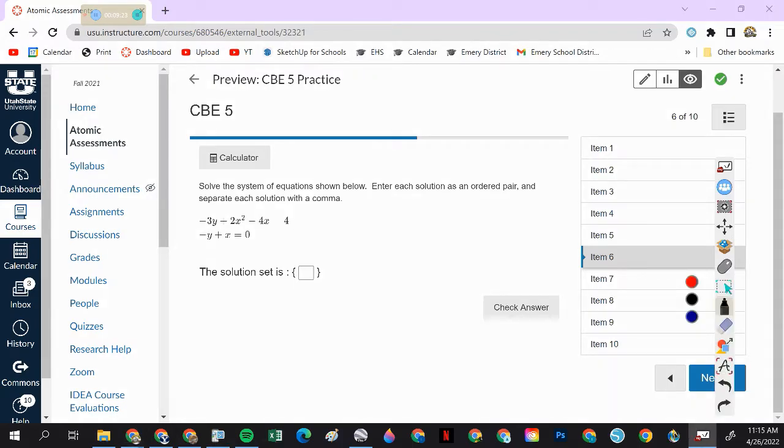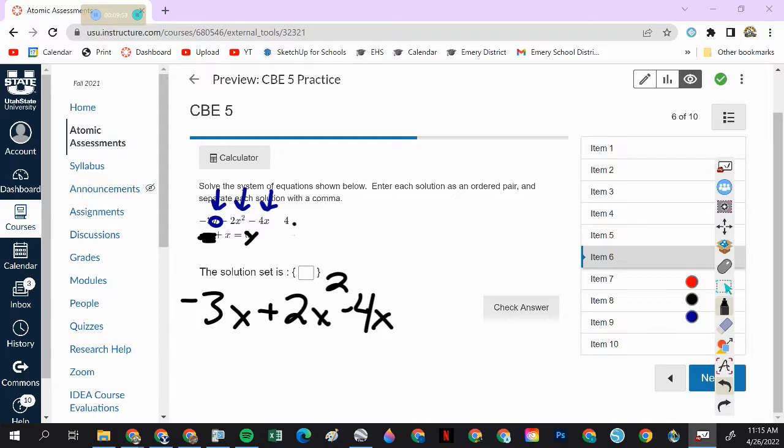Yeah, I'll do it. In this case, I have 2 x's and a single y. So let's replace that y with an x. You could do it either way, but it's going to be a little bit easier to replace that y with an x. So we add y, and we get x equals y. So I'm going to replace this y with an x. So negative 3x plus 2x squared minus 4x, and then I'm going to bring the 4 over and set it equal to 0.